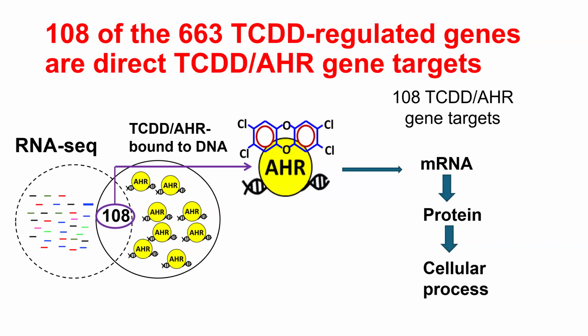So here's the exciting part. This is why this paper was exciting, because we started off with 663 genes, and we wanted to identify which of those were direct targets. So what we did is we overlapped those mRNA changes with genes that the aryl hydrocarbon receptor bound to. By doing so, we actually got a very specific set of genes, 108 genes that we reasoned to be direct aryl hydrocarbon receptor gene targets. This allowed us to get a mechanism in terms of how this signal is flowing through the cell.